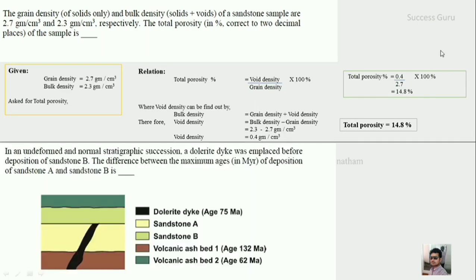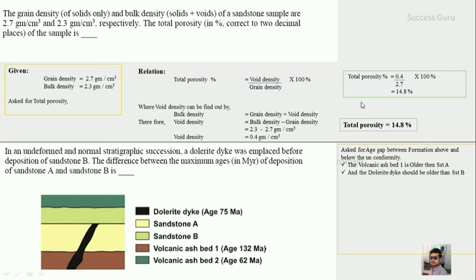And the next question is that they have given a section of some location in which there are two sedimentary rocks and three igneous rocks, and the ages of the igneous rocks have been given, and we have to find out the age gap between the sedimentary rocks. So a volcanic ash bed that lies below this sandstone should be older than it, right? That is from the laws of stratigraphy. And this dolerite dike should be older than this sandstone, right?